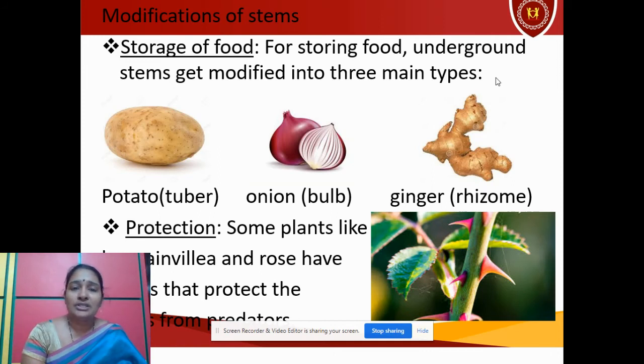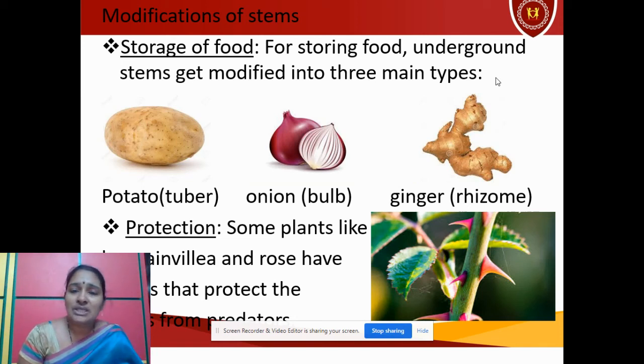Onion is a bulb. Ginger is a rhizome. In higher classes you will study that a bulb like the onion grows in a vertical way like this, and ginger spreads in a horizontal way in the ground. Okay, so these are the modifications of stem for the storage of food.